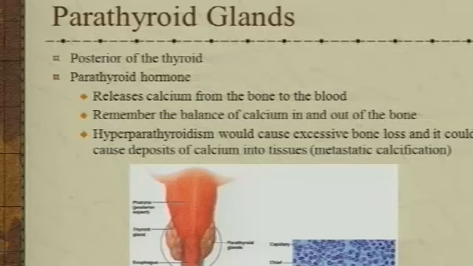Okay, so hyperparathyroidism would cause excessive bone loss and would cause depositions of calcium into tissues. That's called metastatic. It's not cancerous, but it's called metastatic because it's coming from one area and spreading to another. Metastatic calcification. So you see little depositions of calcium in tissues that shouldn't be there. I'm trying to remember which tissues are more prone to it, and it's escaping me right now. I'll think about that. Okay, so parathyroid glands.